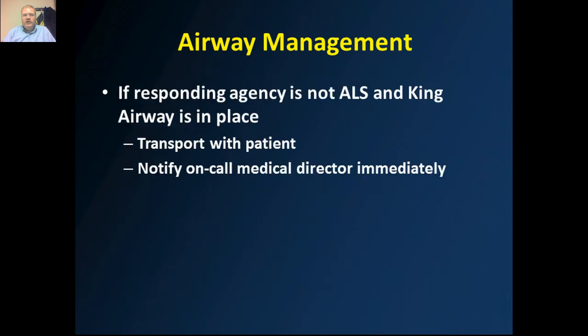So what do we do in that case? You will transport with the patient. So if it's a BLS ambulance service, they cannot place a King airway, they cannot maintain the King airway. If you put a King airway in, don't pull it out. That's not in the patient's best interest. Leave the airway in, you transport with the patient, and you call me immediately. My phone number is in the protocols. Call my cell phone, contact me immediately so that I can figure out how we're going to make that all work in the region with state EMS.